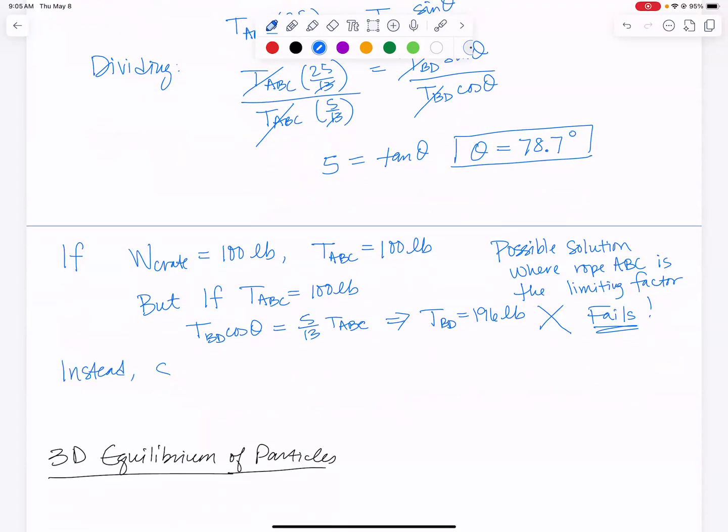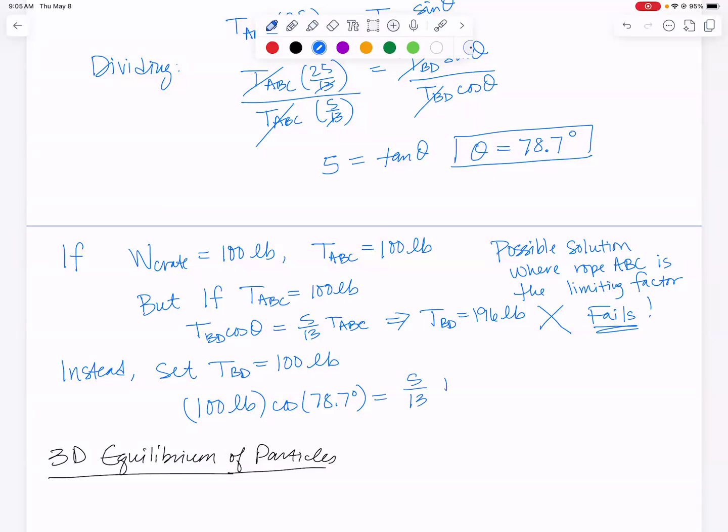Instead, what we want to do is set T_BD equal to its max value, 100 pounds, and let's solve. So using that exact same equation, we'd have 100 pounds times the cosine of 78.7 degrees, with more decimals in your calculator, is equal to 5/13 T_ABC. Or we can actually replace T_ABC with the weight of the crate if we want. And solving, we get that T_ABC, or the weight of the crate, is 51.0 pounds.